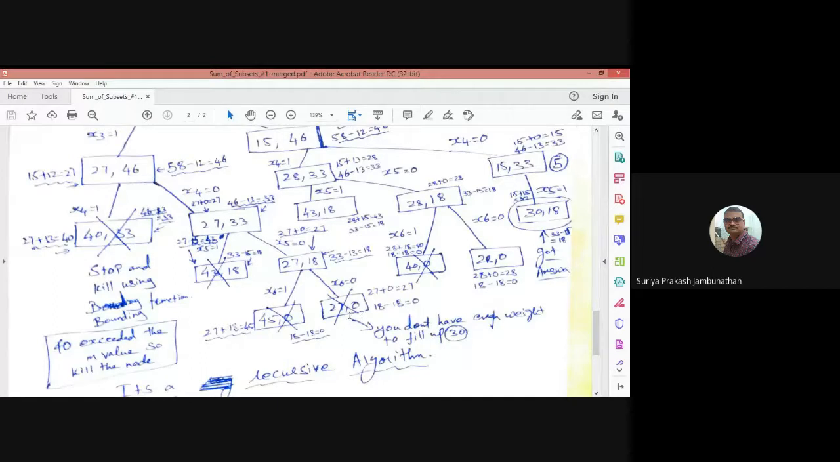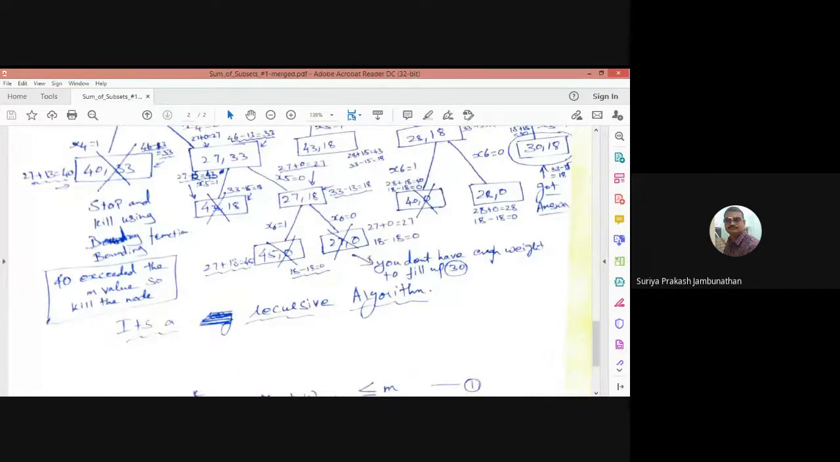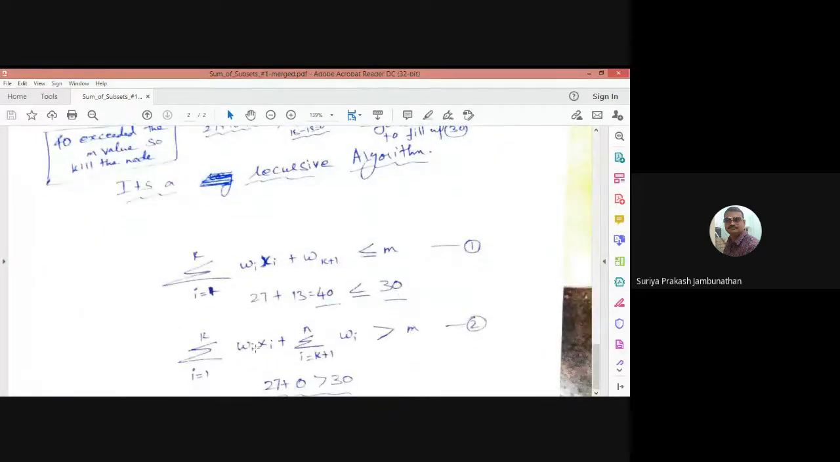Here we have to achieve 30, but 27 we reached. It's not possible to increase by 3 because there is no 3 value here. So this is not possible. For this condition only, we are having the second formula. So what is the second formula? 27 plus 0. So 27, WiXi is 27. This is 0, that is greater than or equal to 30.